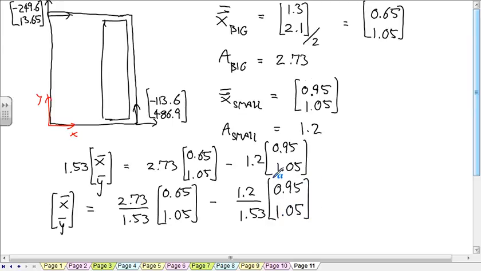Would the y really be the same for the small rectangle, but it isn't as long as the big one. Yeah, but the top and bottom are both offset by 0.05. You know what I mean? So it's still centered in the same point.